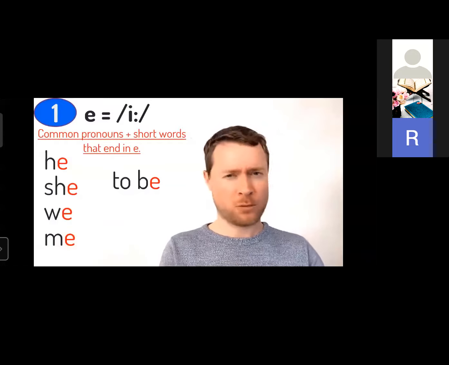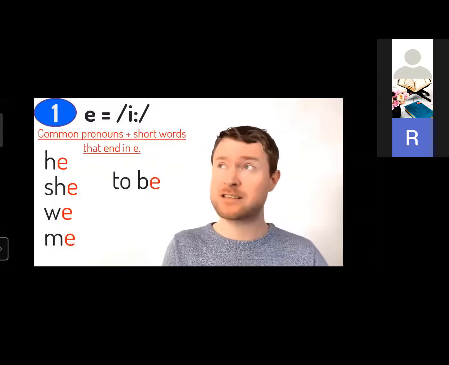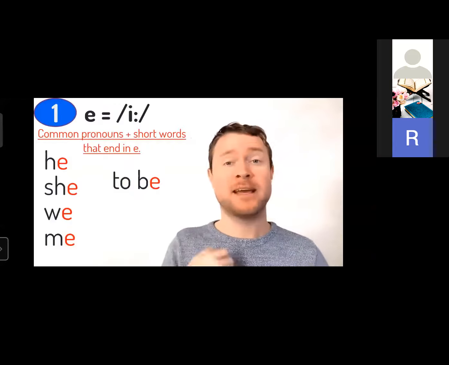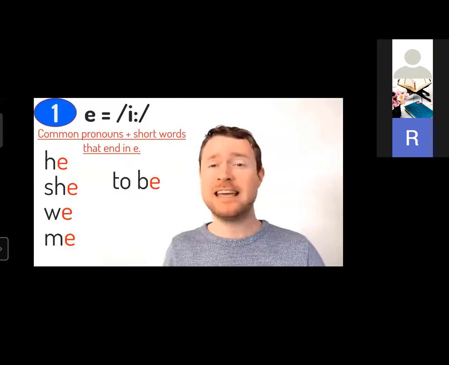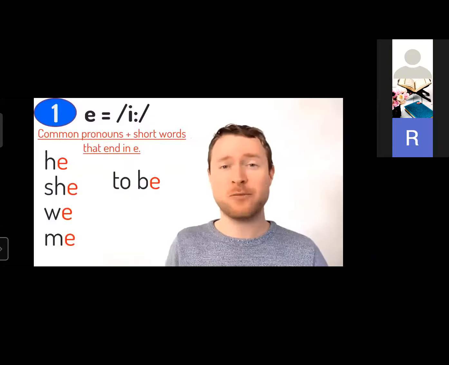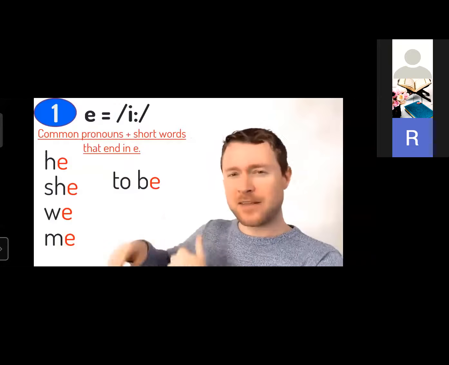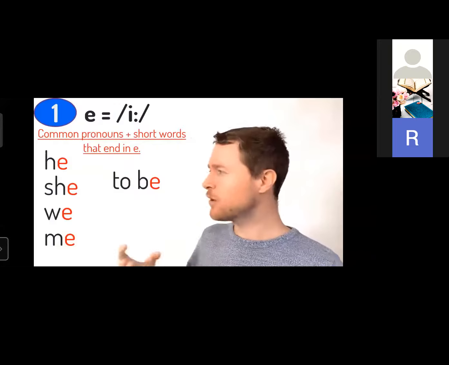Okay? If you want to practice that better or faster, try going through all of them. He, she, we, me, be. He, she, we, me, be. He, she, we, me, be. Okay? And you'll get that sound really, really natural.